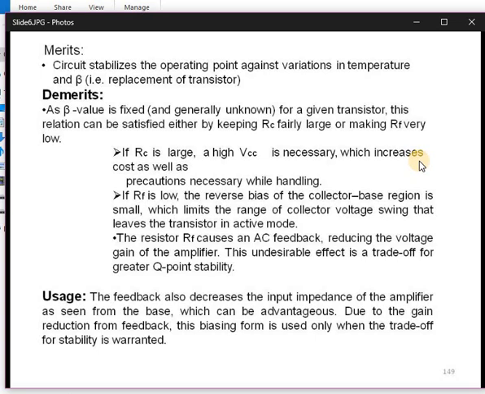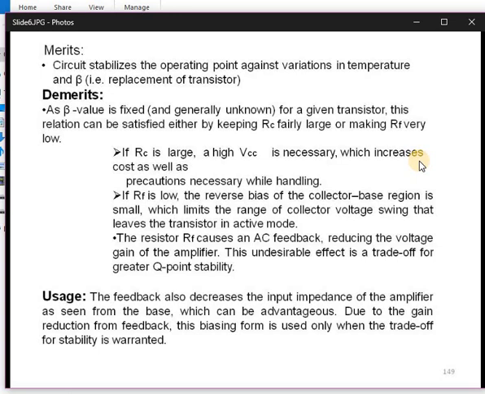That means due to decreasing the base resistor value, the reverse bias of the collector base region is reduced or small, which limits the range of collector voltage swing, and that leaves the transistor in active mode.